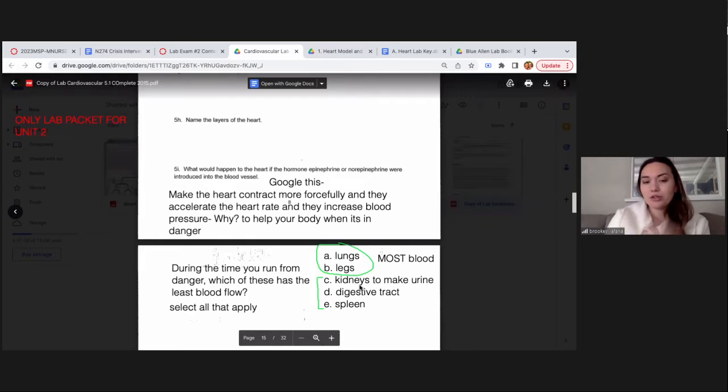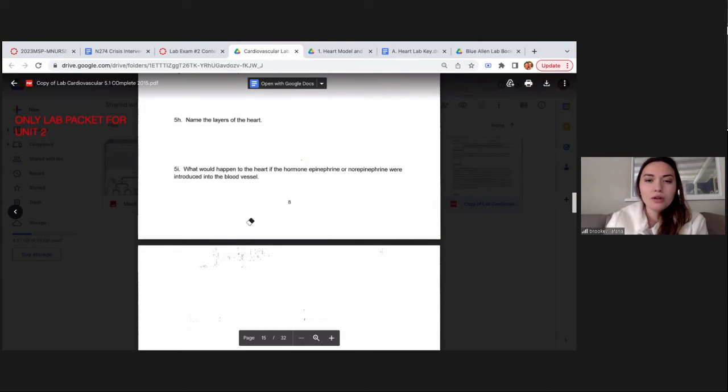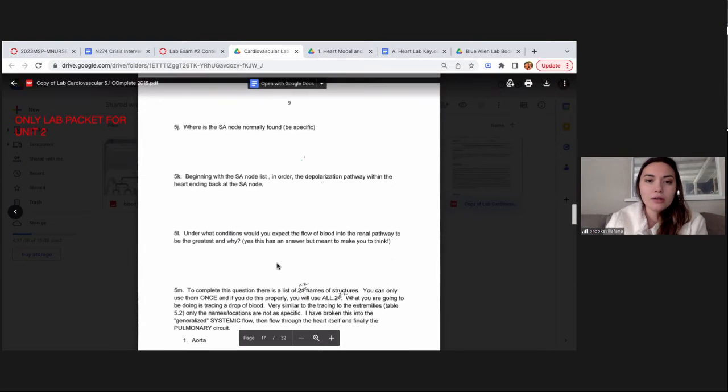So that's correct. During the time you run from danger, the kidneys, the digestive tract, and the spleen actually have the least amount of blood flow, and we're supplying more blood to the lungs and the legs that are the priority. Great job. Okay, so now let's answer the next question and see if you can use some of your critical thinking, to get you going into physiology a little bit.